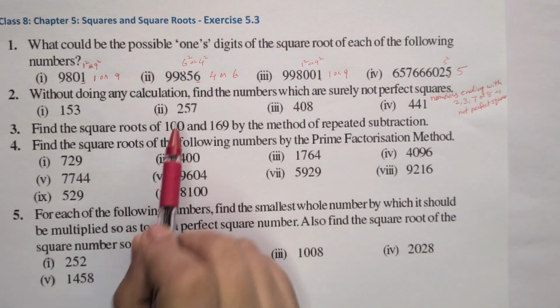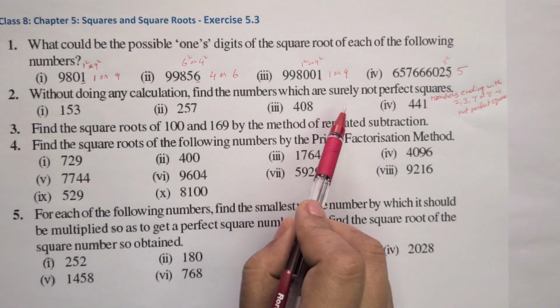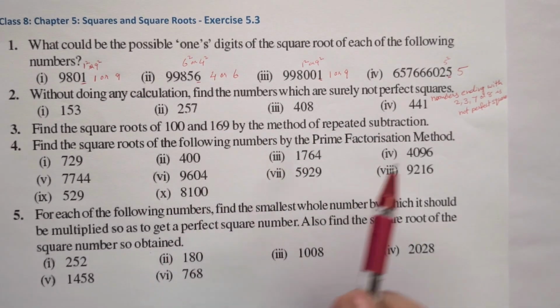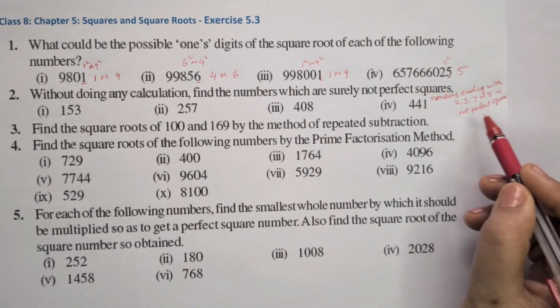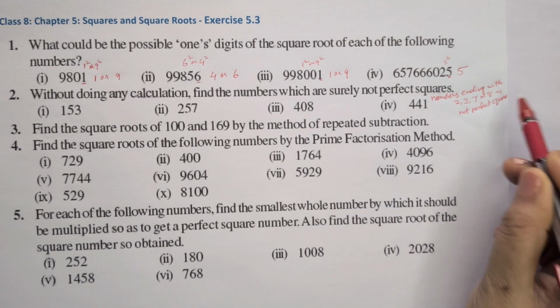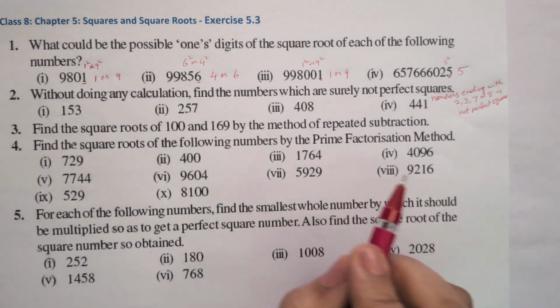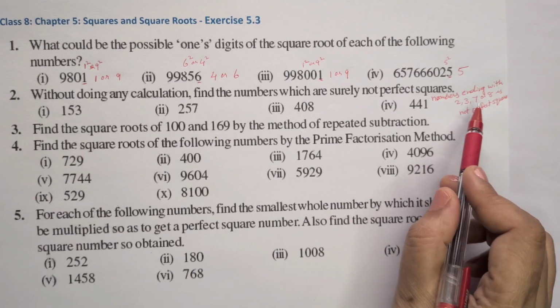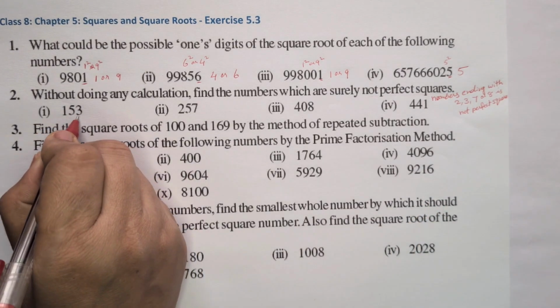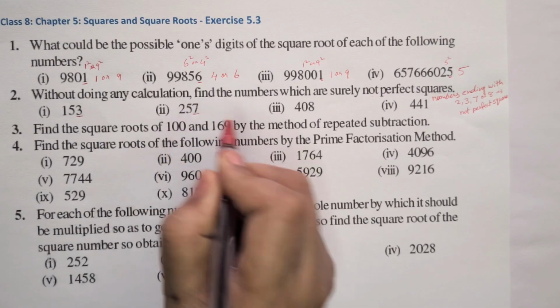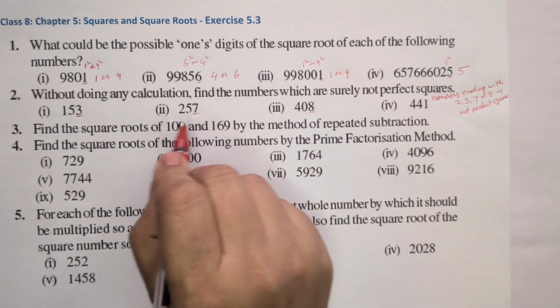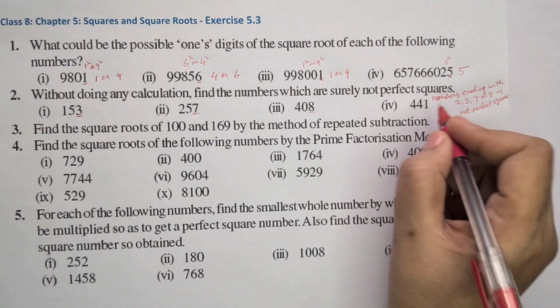Second question, without doing any calculation, find the numbers which are surely not perfect squares. We know that numbers ending with 2, 3, 7 or 8 are not perfect squares. Any number ending with 2, 3, 7 or 8. Here, ending with 3, so not a perfect square. 7, 8, so these are not perfect squares.